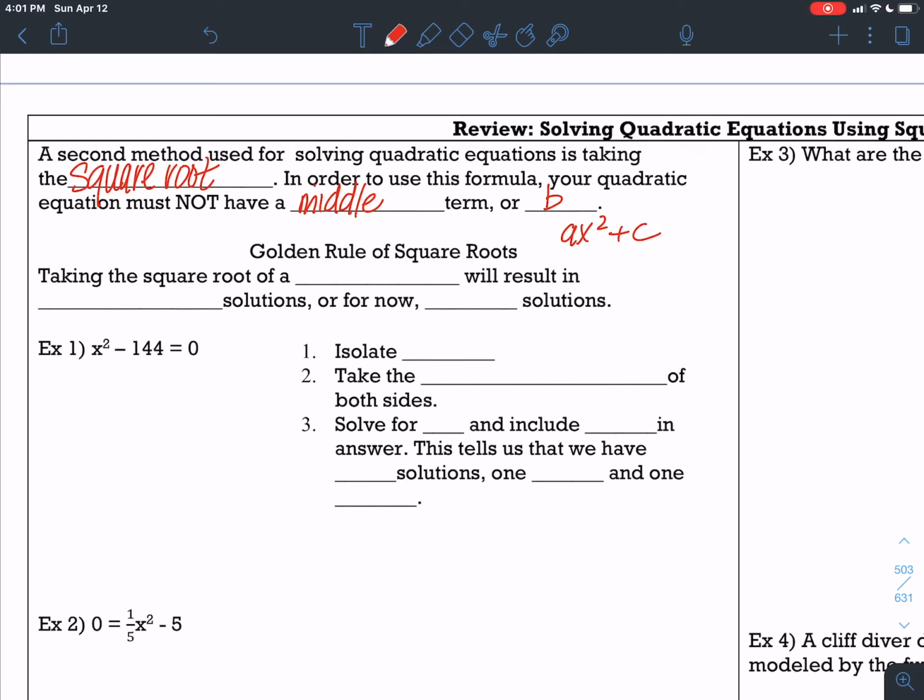The golden rule of square roots: taking the square root of a negative will result in imaginary solutions. Why is that? Well, there's no number that whenever you multiply it times itself will give you a negative number. So this is no solution. Our steps are always going to be the same. Isolate x squared, take the square root of both sides, solve for x, and include plus and minus in the answer. This tells us that we have two potential solutions.